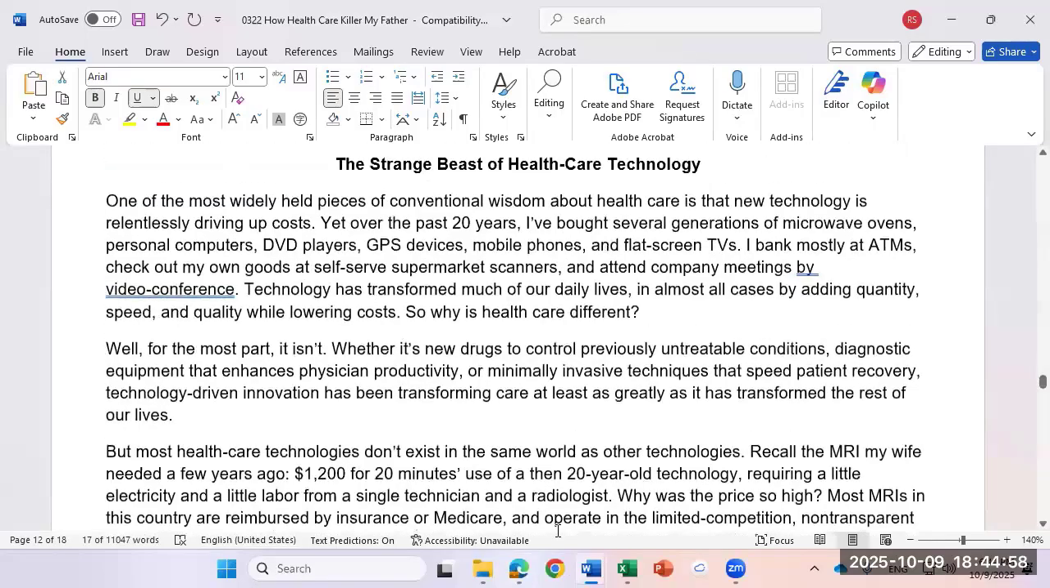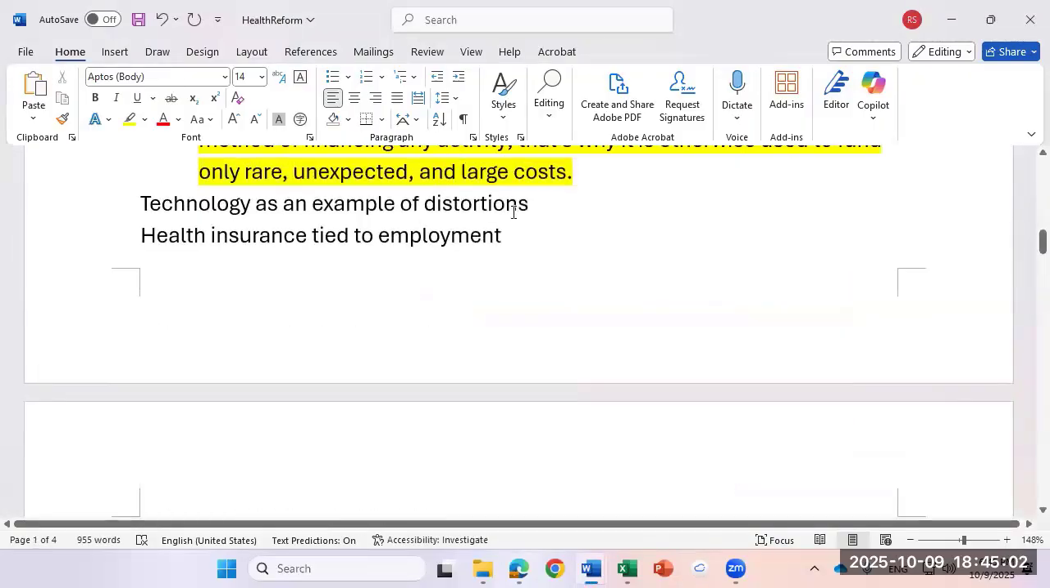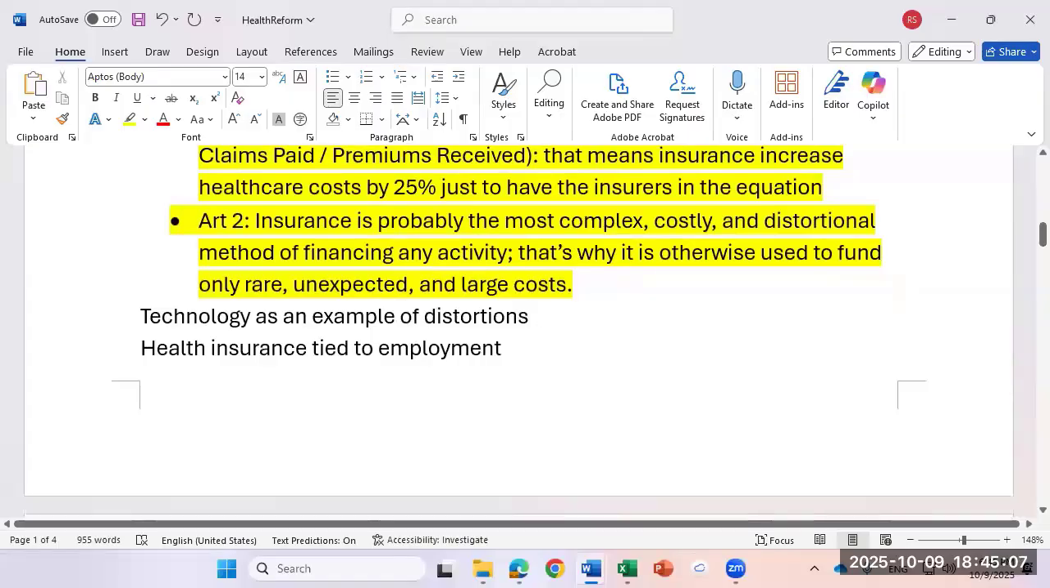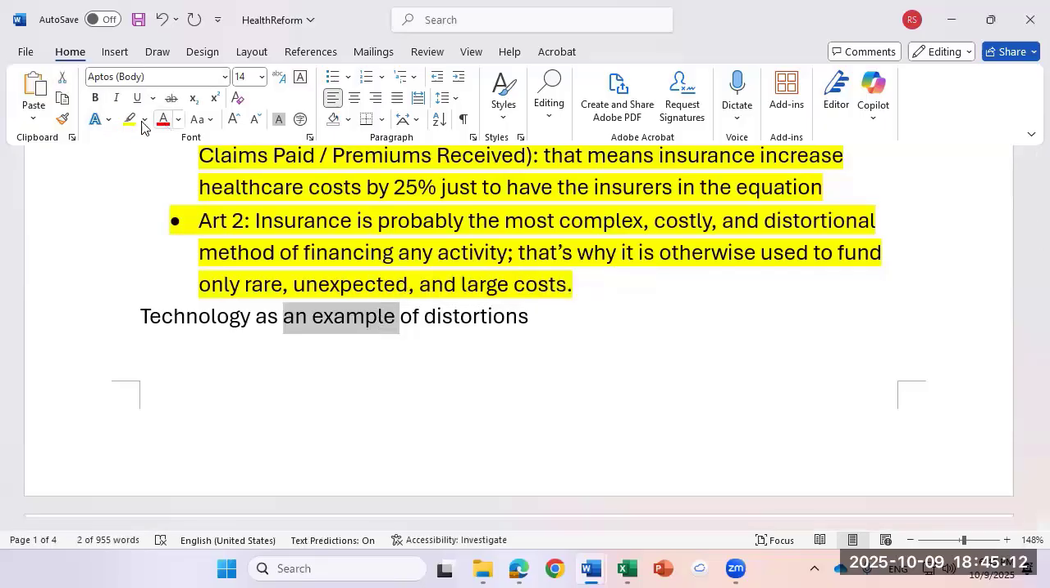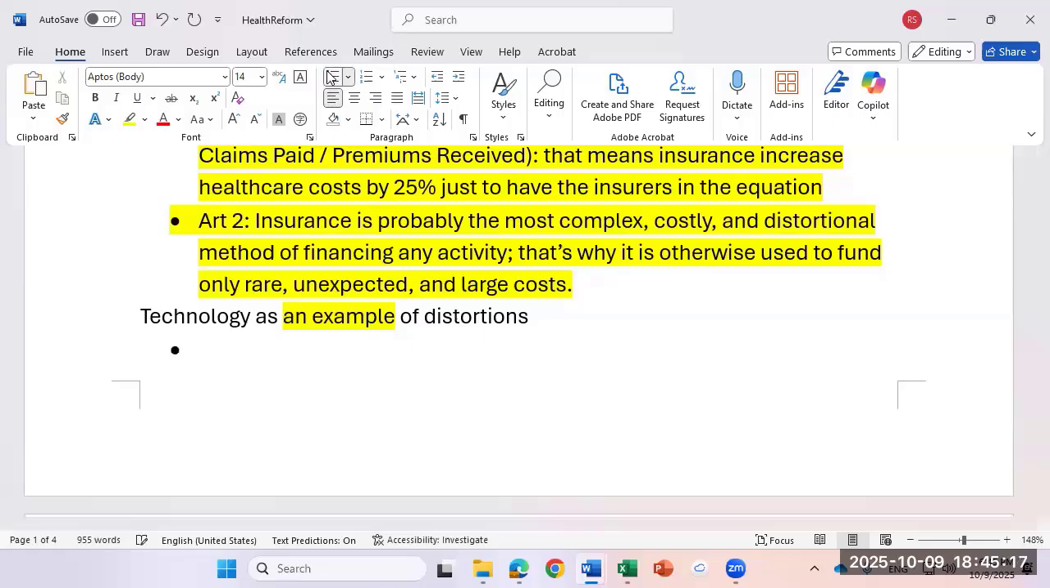All right, so let's talk about healthcare technology. Technology is the second under the problems. The key here is this phrase, as an example. So in most industries, what does technology do? Raise costs or lower costs? Lower costs, that's normal. So he's going to say in healthcare, sometimes technology lowers costs, sometimes the technology raises costs.